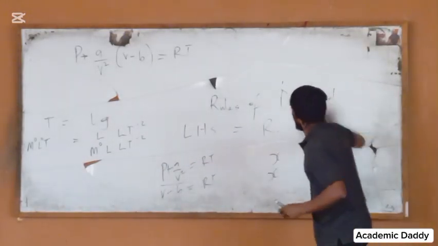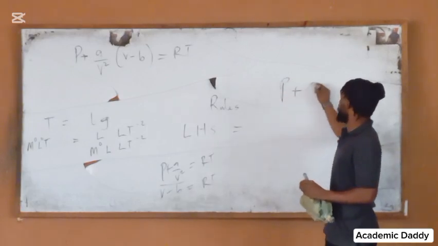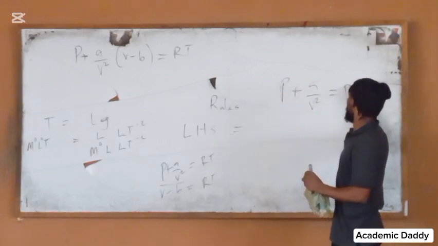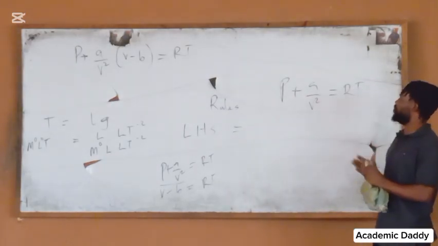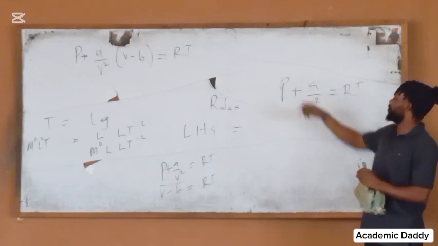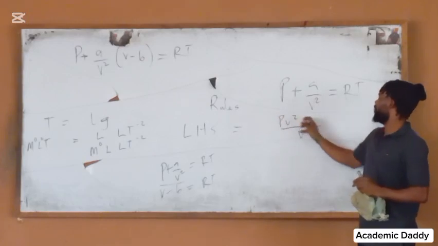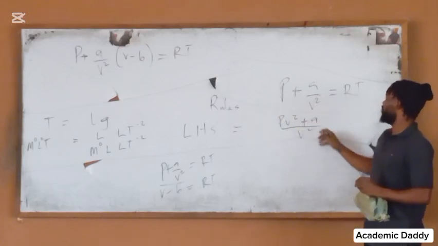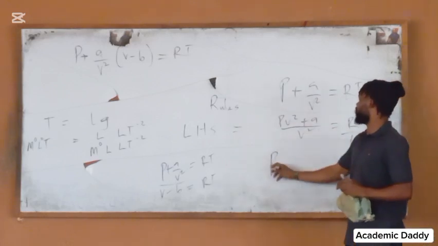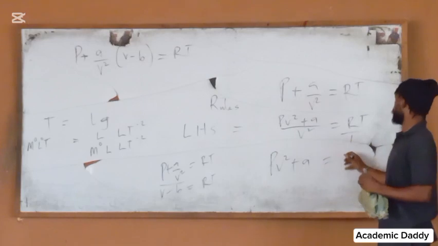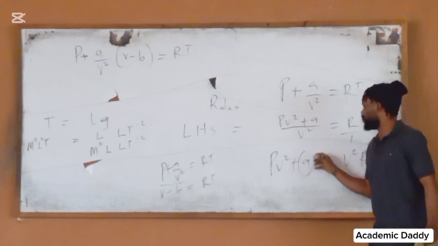If I take the LCM, you can immediately see that P plus A over V square equals RT. I'm putting the RT, if I want, I can call it 0, but this part has no use for the fact that this is what we are doing, addition. So if I take the LCM, this becomes PV square here, and V square here will just be plus A. Is it not true? Equals RT. And if I cross multiply, this will be simply PV square plus A equals V square RT.